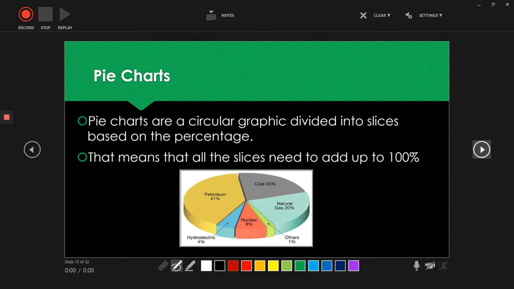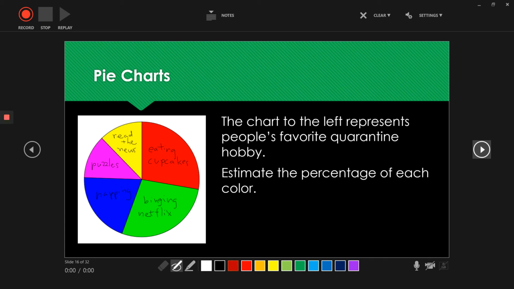Okay, so pie charts. It's a circle graph divided into slices based on the percentage. That means all the slices have to add up to 100%. All right, so here's an example. The chart to the left represents people's favorite quarantine hobby. Estimate the percentage of each color.